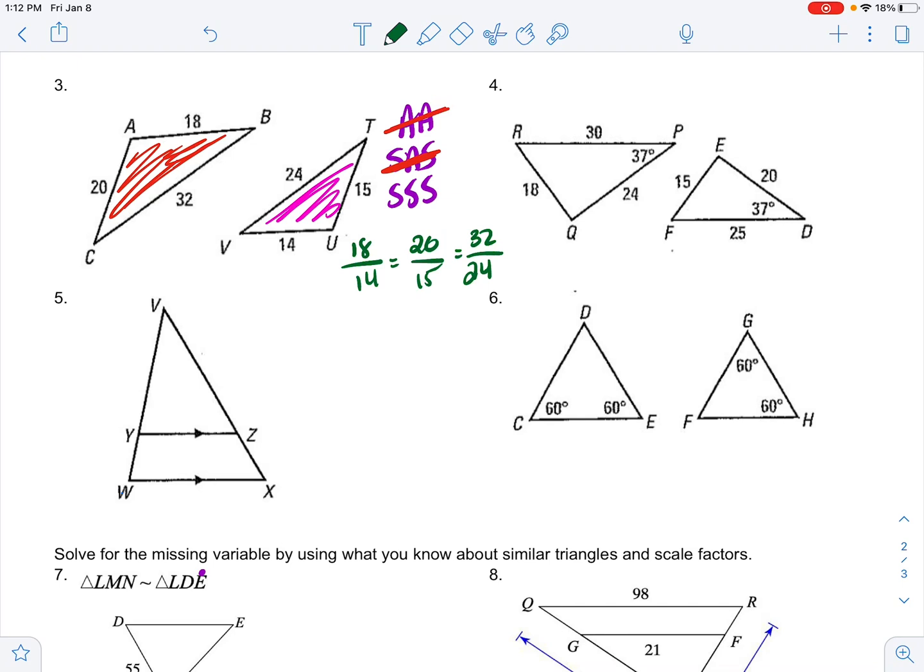Now you have two options. You can either simplify each of the fractions, or you can just divide them to get decimals and compare those. So if I divide them, let's see what happens. I'm going to take that first fraction, 18 divided by 14, to get 1.28. Then 20 divided by 15 to get 1.33, and 32 divided by 24 to get 1.33. Are all three of those the same? No. So are these two triangles similar? No.